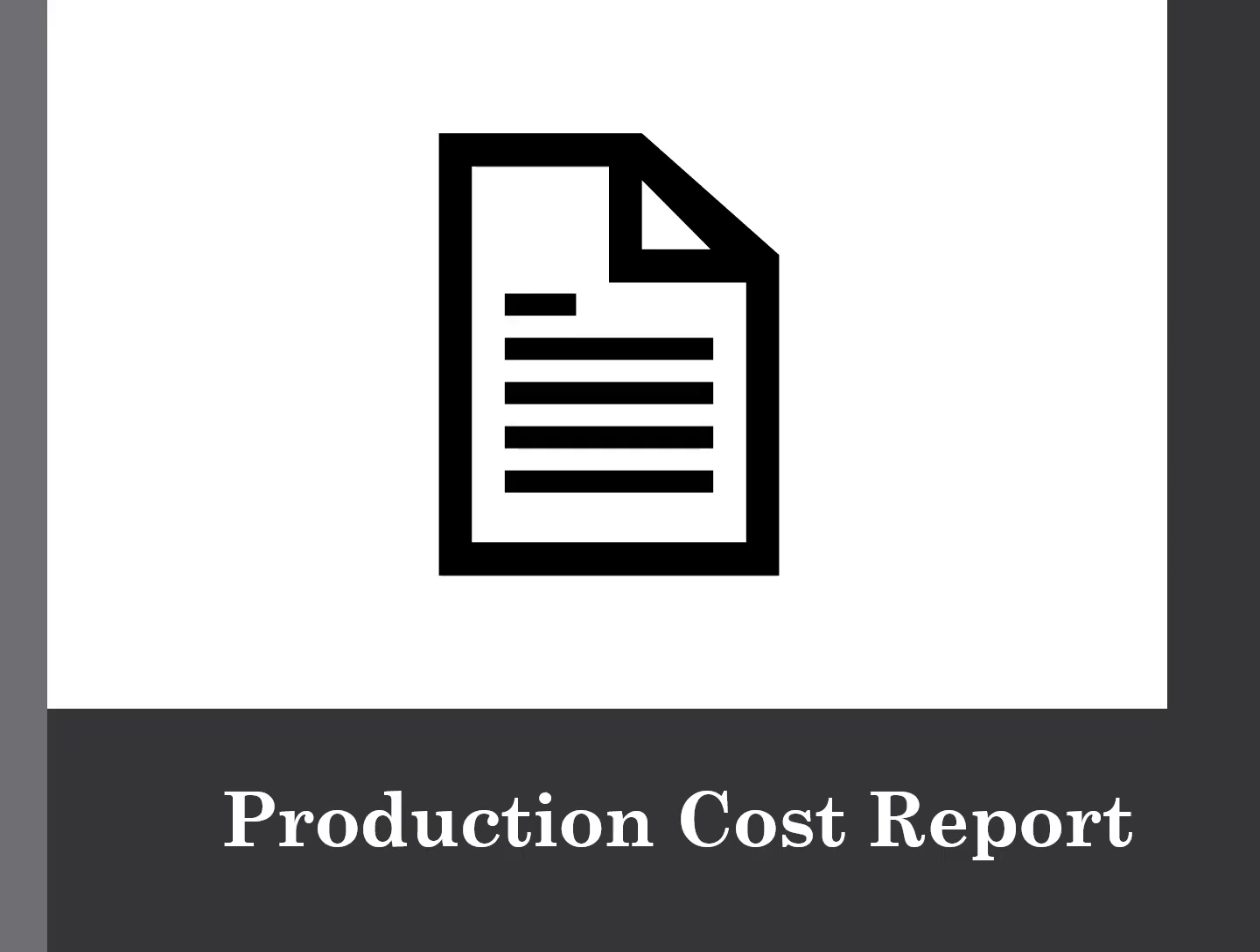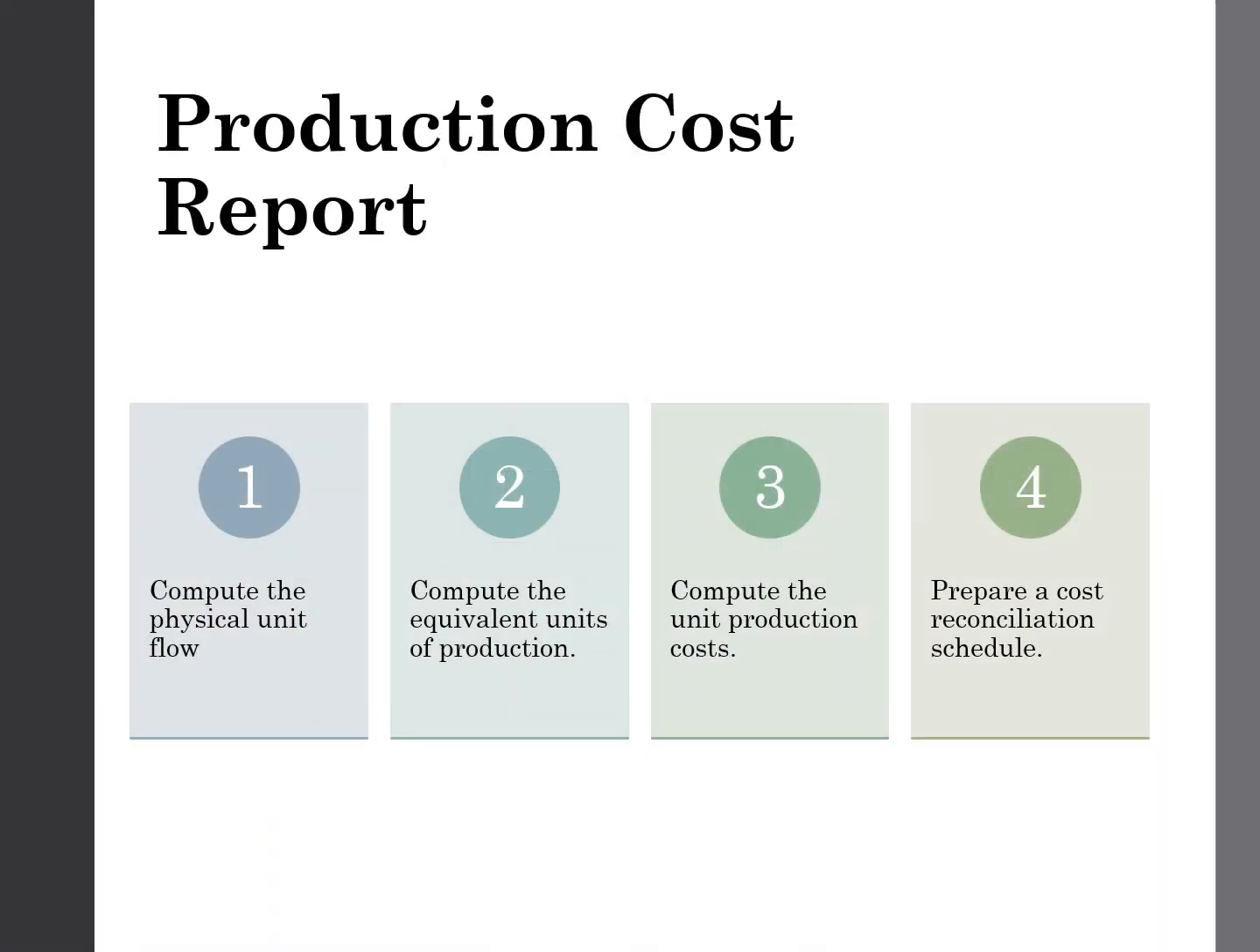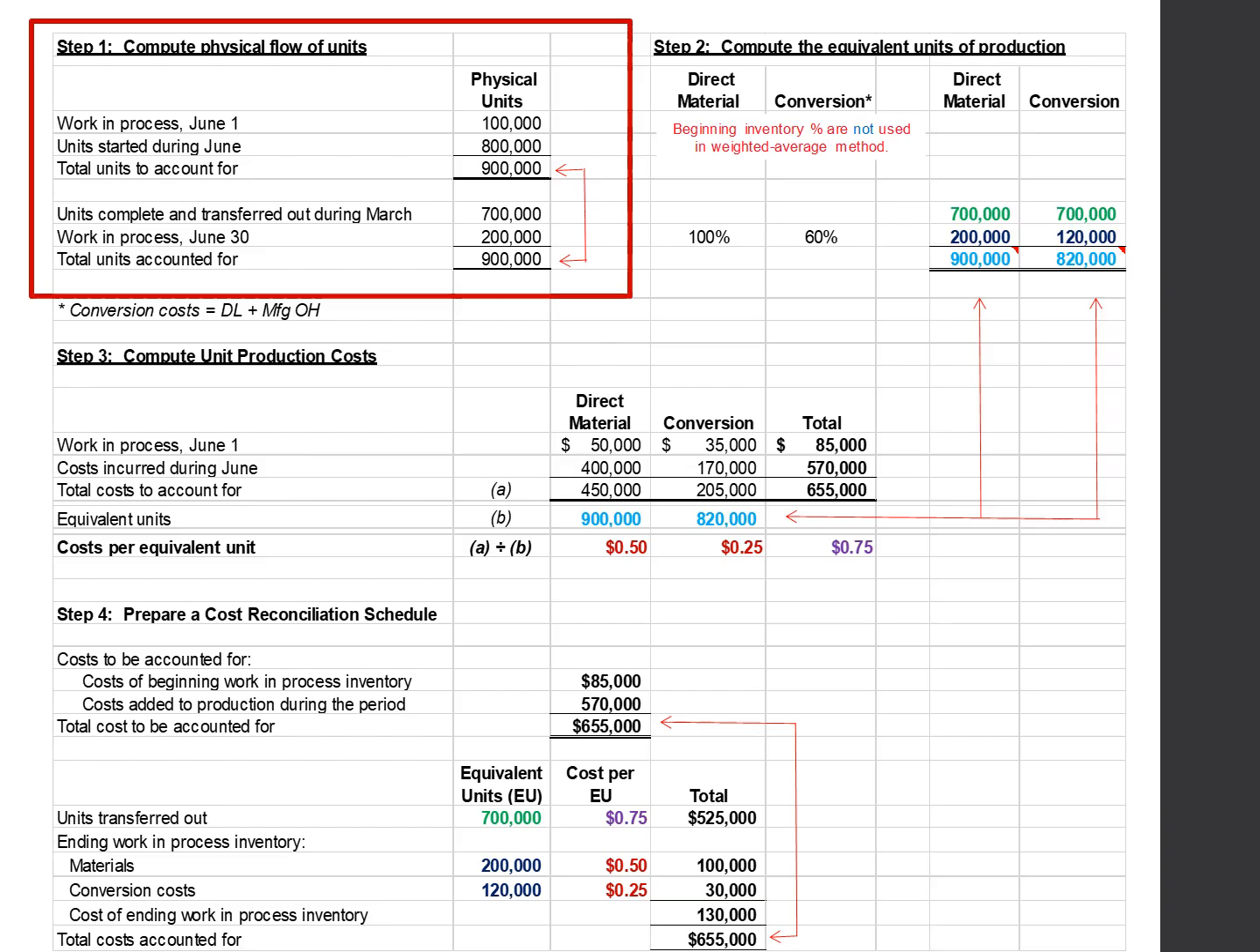A production cost report is prepared for each department. It shows the production quantity and cost data. There are 4 steps to complete a production cost report. I will briefly discuss each one. The first step deals with the physical units, which are the actual units to be accounted for during a period regardless of work performed. The sum of the units in process at the beginning of the period plus the units started into production during the period must equal the units completed and transferred out during the period plus units in process at the end of the period.